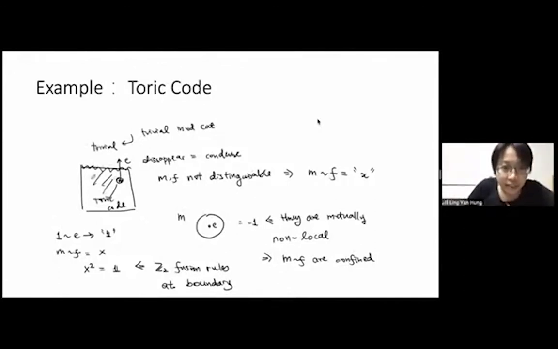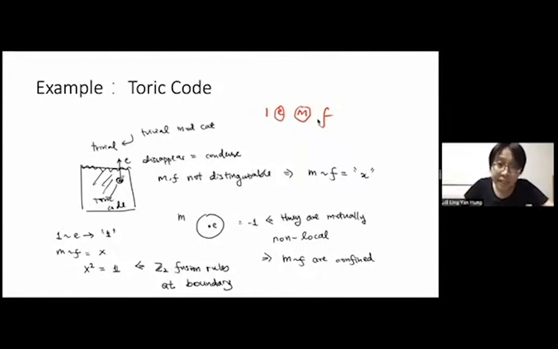In the Toric code, remember we have 1, E, M, and F, four sectors, and E and M are bosons. So in principle, either of them can condense. And indeed, there are two well-known examples of boundary conditions for the Toric code: one where the electric charge can condense, and another where the magnetic charge can condense. Each characterizes a different boundary condition. They cannot condense at the same time because they have non-trivial mutual statistics.